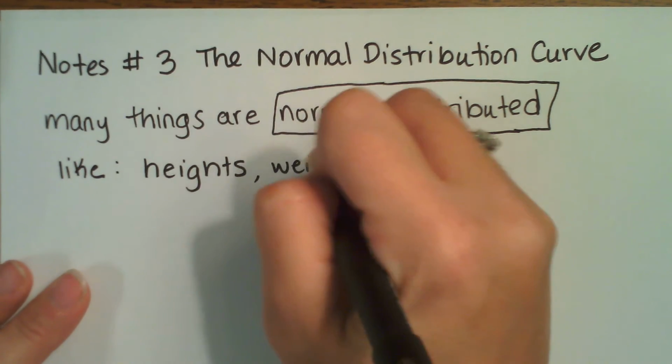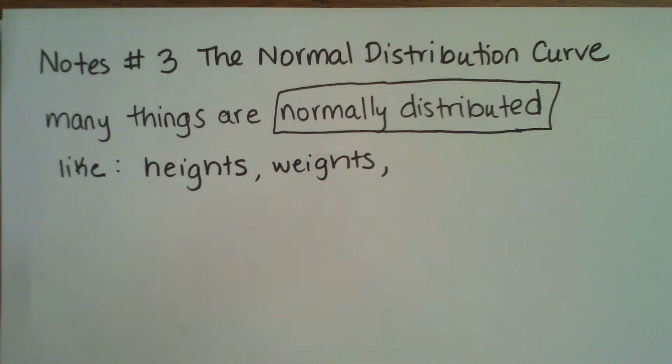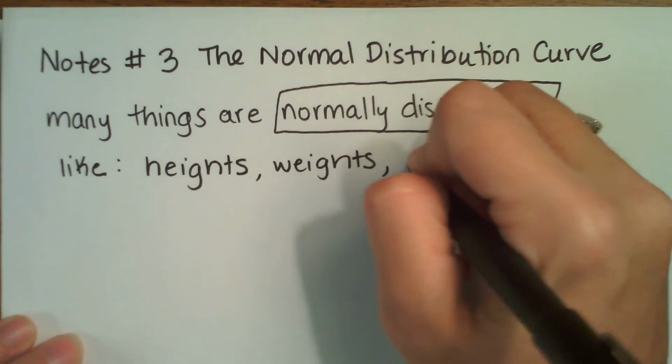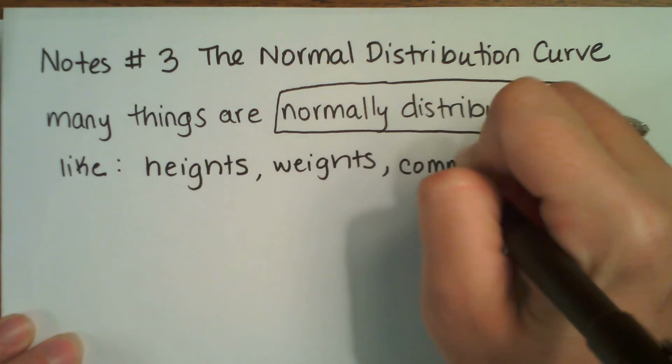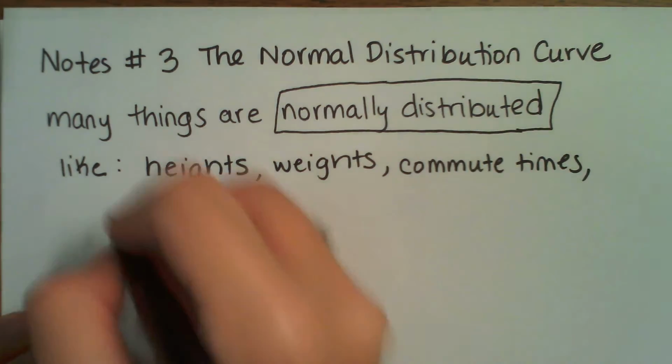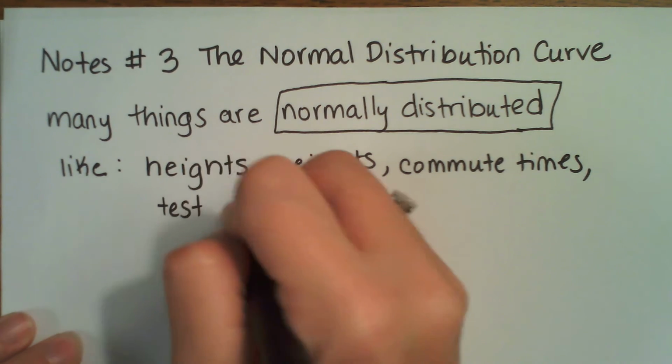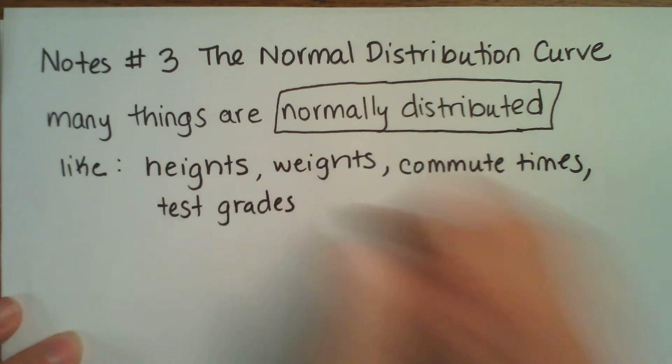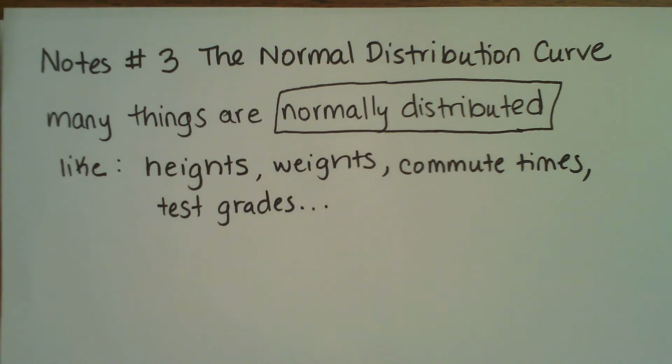Usually, weights of people would also fall on a normal distribution. Most people are an average weight of, I don't even know what it would be. I'm not a medical professional. They also say that commute times, and I always see test grades. Those are just a few examples where we get an idea of what's normal because most of the people will fall within a certain range.